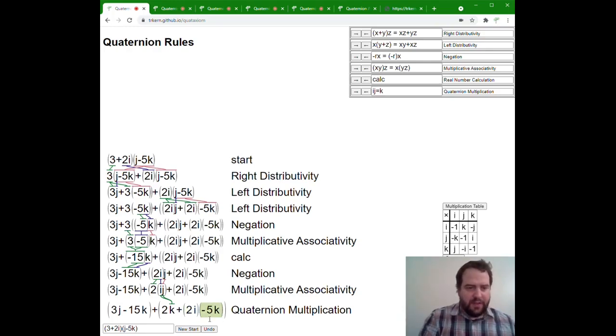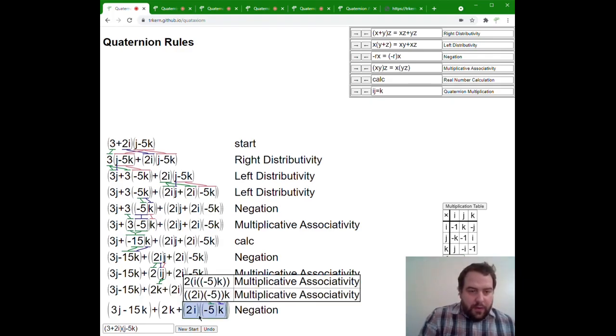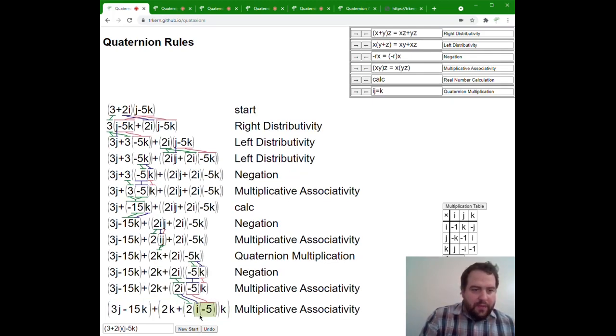Again, we're going to want to turn this negative 5k into a negative 5 times k. There we go. And then we need to do some associativity. Our goal is to get that negative 5 and bring it out all the way to the front so it can multiply by the 2. And in order to do that, we're going to need to do some associativity. Let's see. There we go. And so now we have i times negative 5 next to each other on the inside.